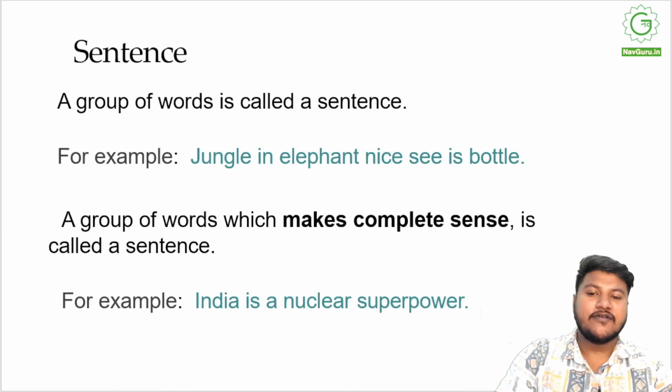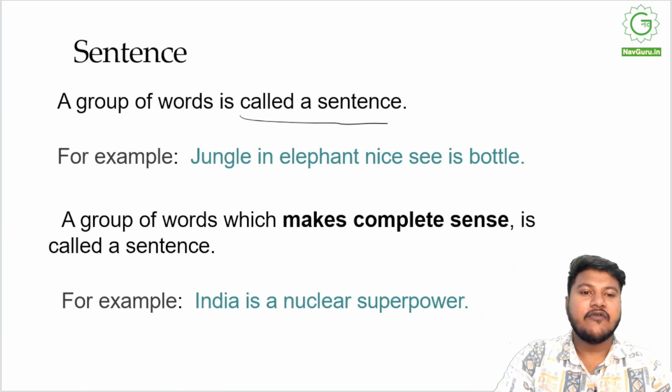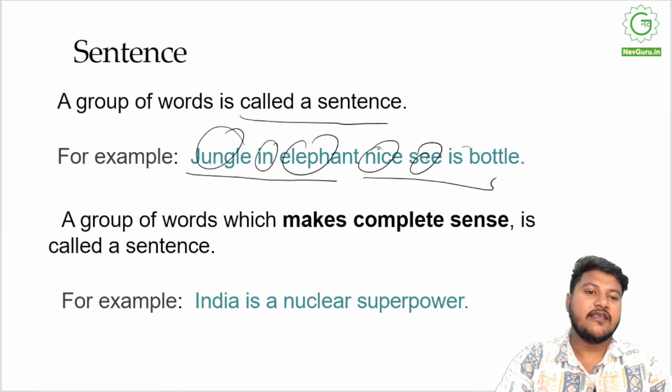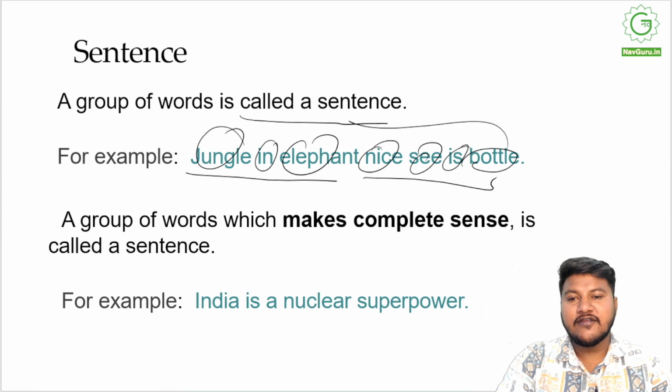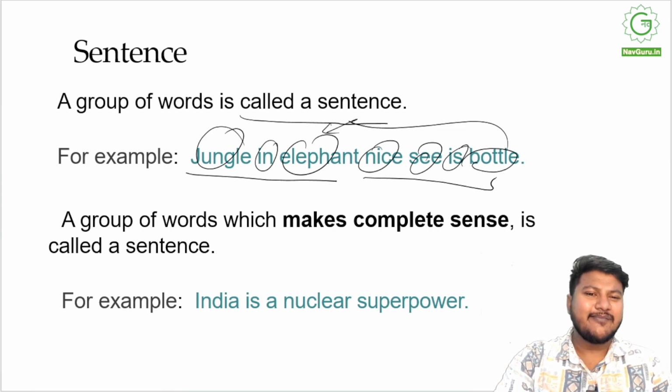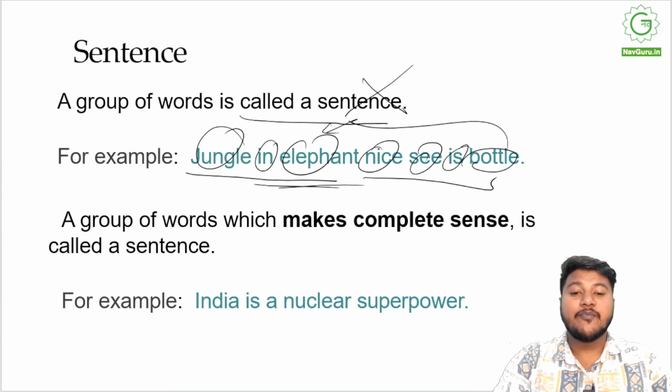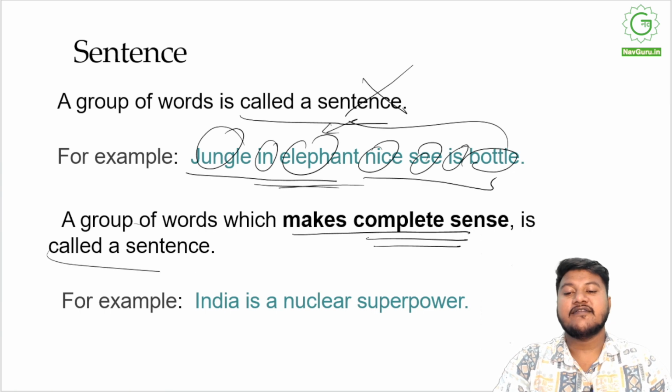A group of words is called a sentence, right? For example, "jungle in elephant, nice sea is bottle." It is a group of words, right? These are all words, and the group is called a sentence. Yes. But does that make sense to you? Does it make any sense? No, right? So this is not what it is. A group of words which makes complete sense is called a sentence, right?